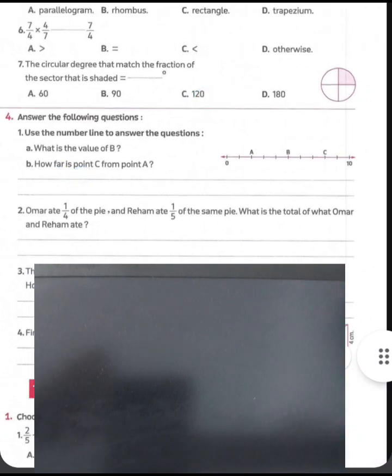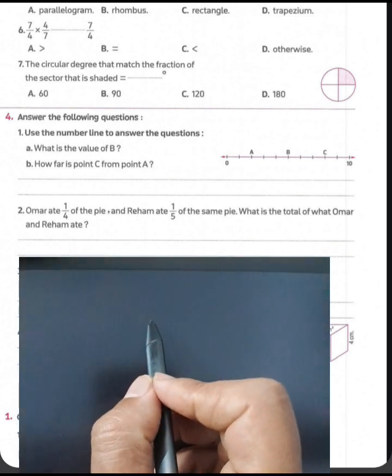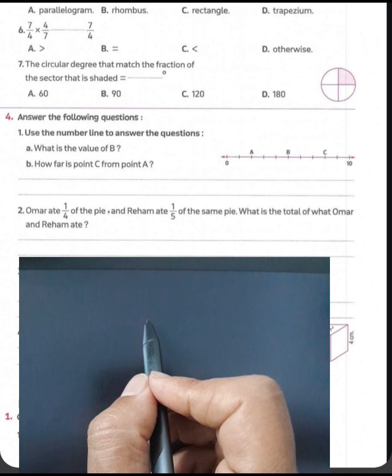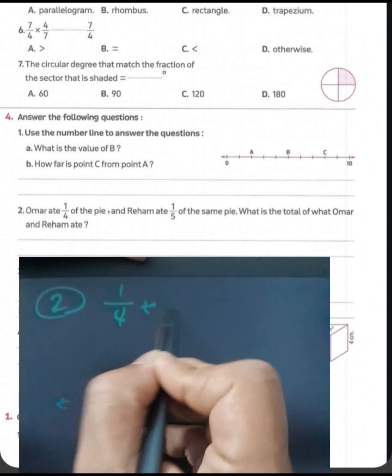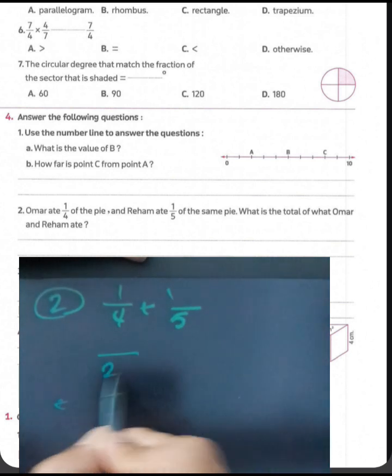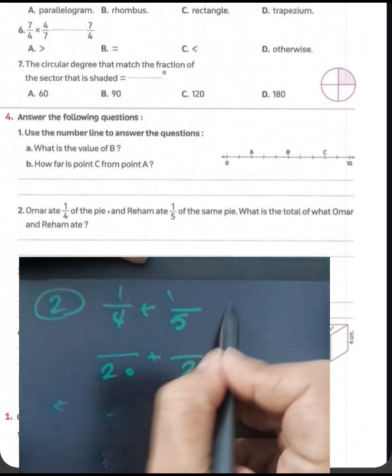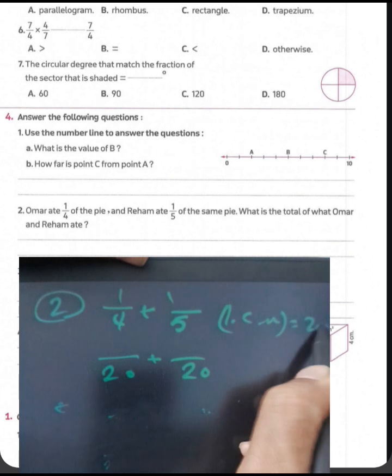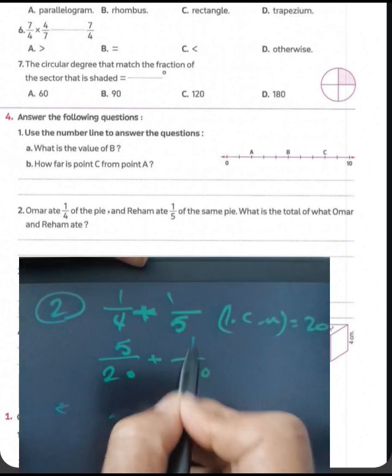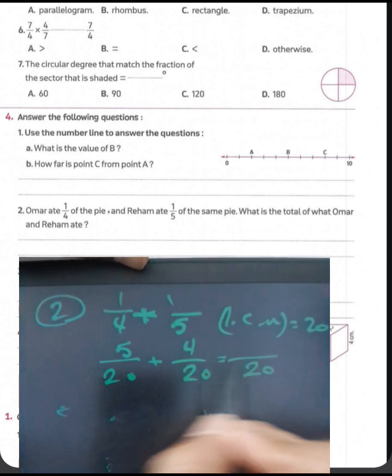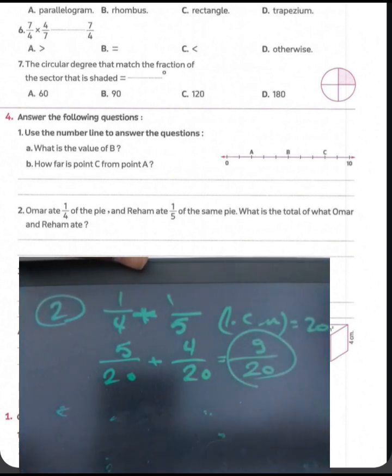Question number 2. Omar ate 1/4 of the cake, and Riham ate 1/5 of the same cake. What is the total of what Omar and Riham ate? We can write 1/4 plus 1/5, write 20 here. The least common multiple of the two denominators equals 20, because 5 and 4 are relatively prime numbers. 5 times 1 equals 5, 4 times 1 equals 4, and then write 20 in the denominator. 5 plus 4 equals 9. The result will be 9/20.